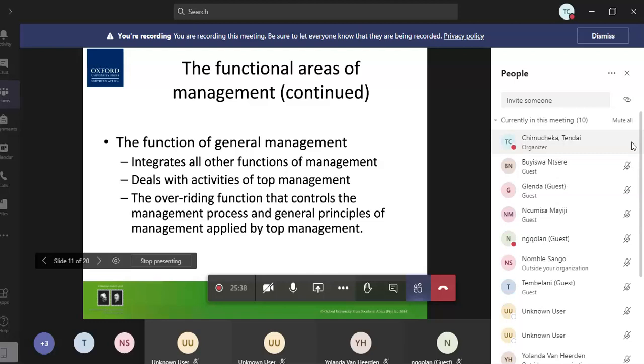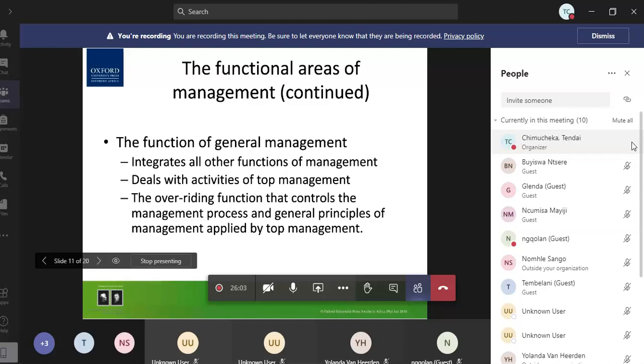So it is important that every organization have people who are responsible for general management, because it integrates all other functions of management. It ensures that all other managers are working to achieve the long-term goals of the organization.